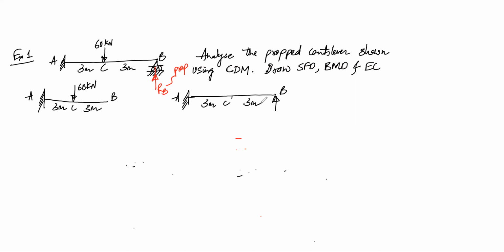Now, once you have divided the beam into simpler beams, you will have to draw the bending moment diagram. I know I have a cantilever with a central point load, so I will get a hogging bending moment diagram like this. This will be hogging bending moment, and the bending moment value here will be 60 into 3, that is 180 kilonewton meter. This point is A, this point is B, this point is C, this is 3 meters, this is 3 meters.